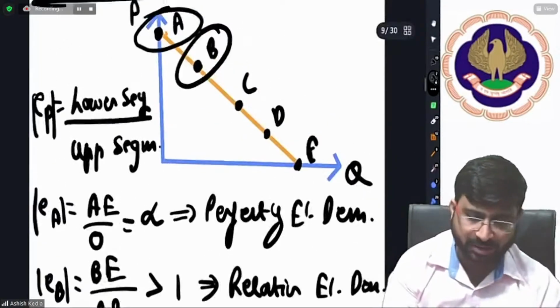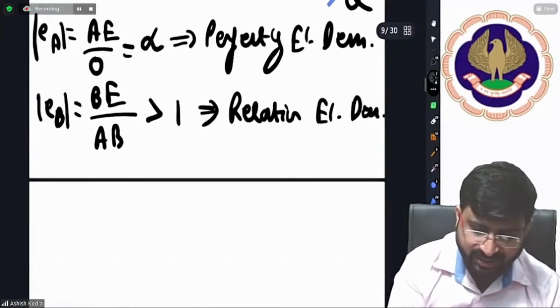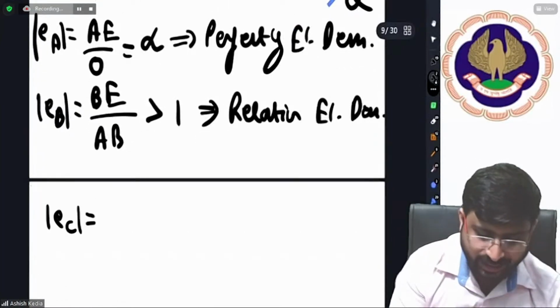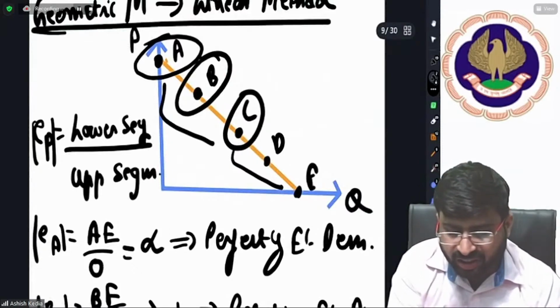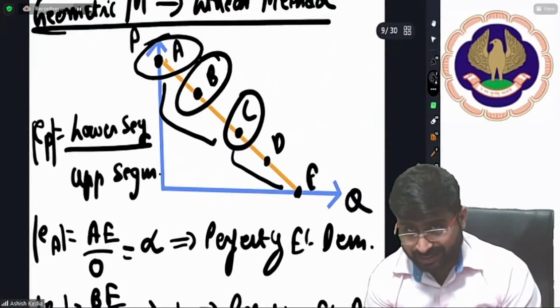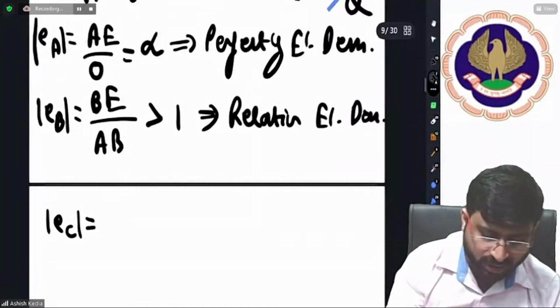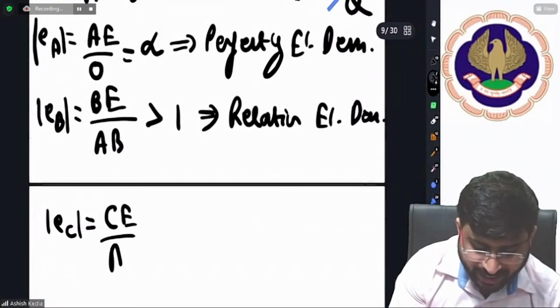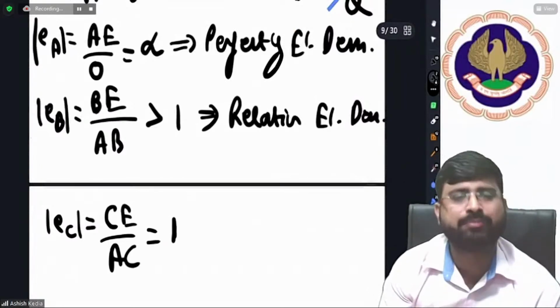Okay, got it, sir. Now look at C. C is the midpoint of this line. So we could very well say the length of CE is equal to the length of AC. So when we do CE divided by AC, since both the lengths are equal, the value will obviously be 1.